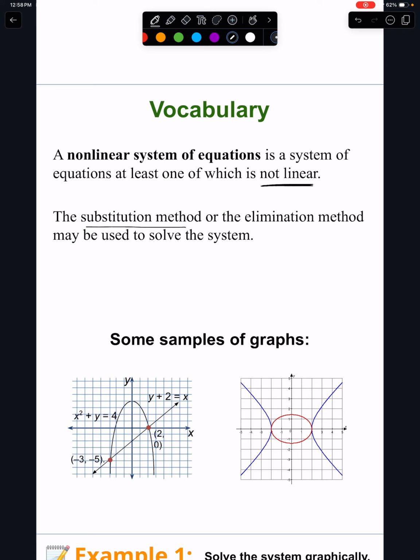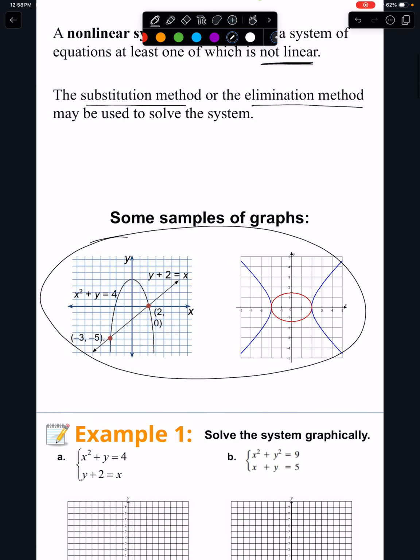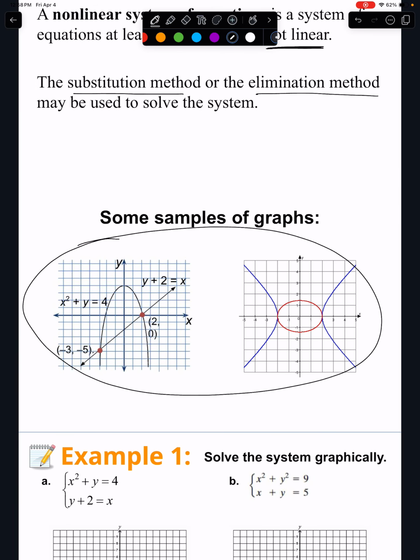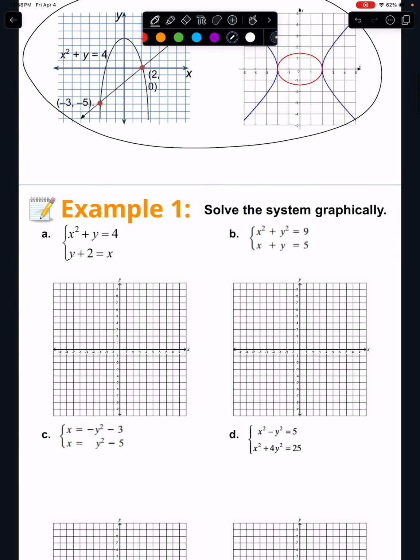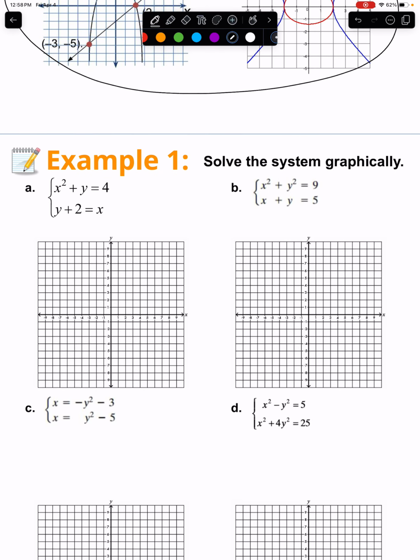So we use the substitution or elimination method. We can also graph. So these are some options. This would be a parabola and a line, and this would be a hyperbola and an ellipse. These are samples of types of systems. We're going to do a couple together, and I'm going to have you practice some.